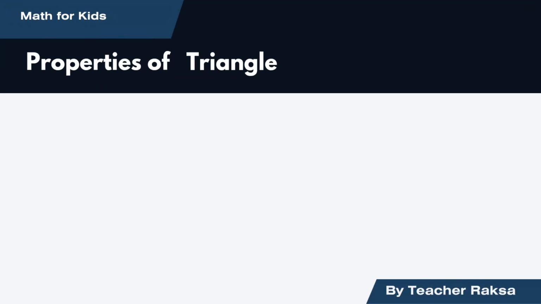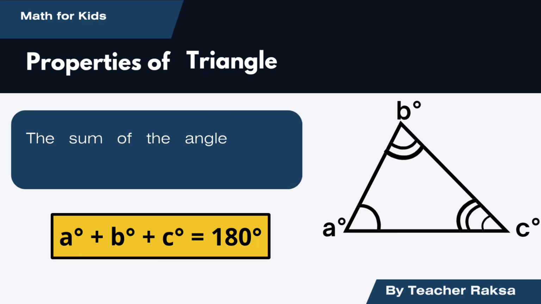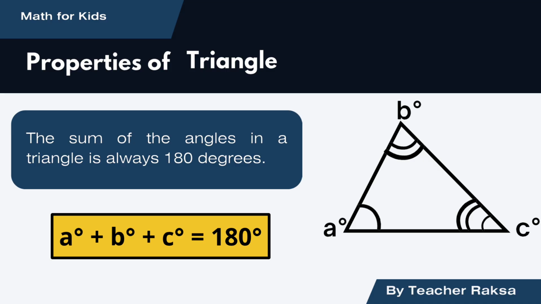Now let's move on to the property of triangles. The sum of the interior angles in any triangle is always 180 degrees. In this figure, you can see that the sum of angles A, B, and C equals 180 degrees. Let's apply this rule to a real problem.